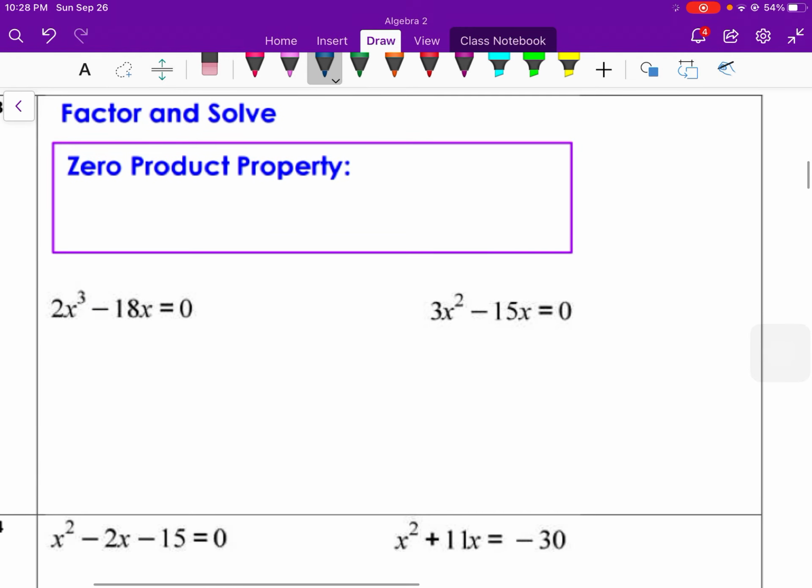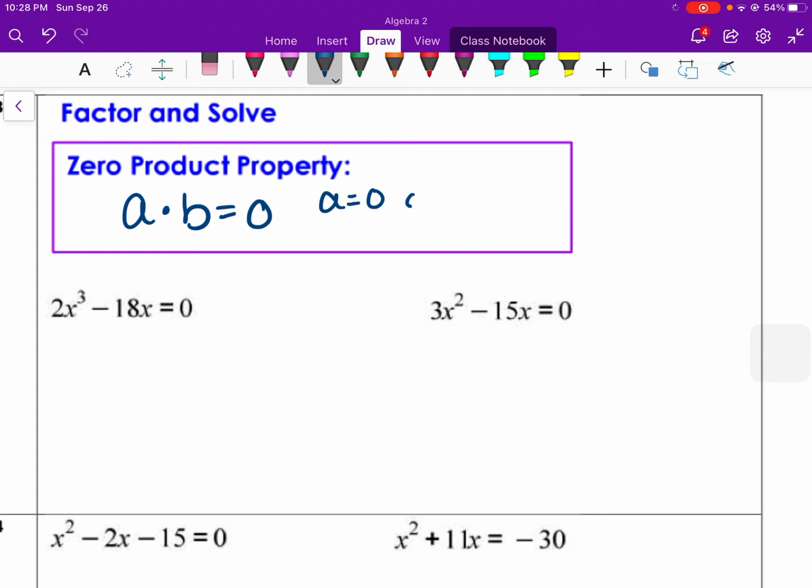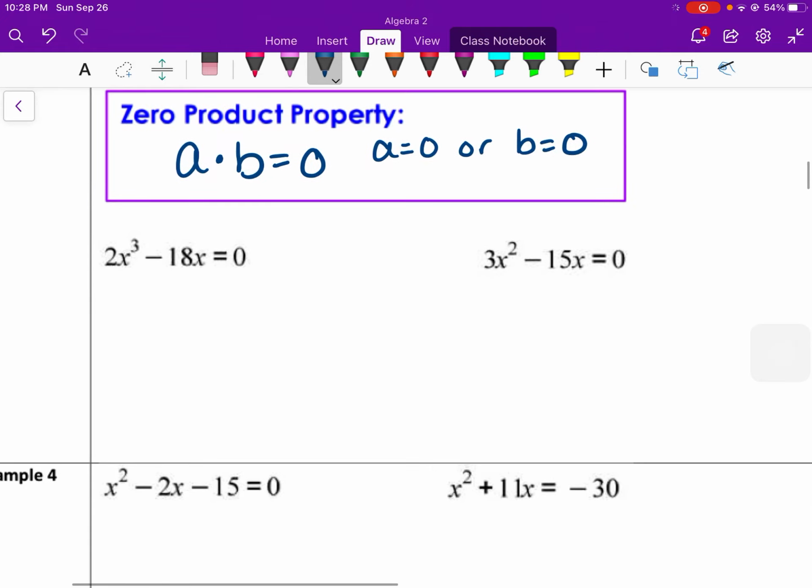All right. So the zero product property is going to come into this. The zero product property says that anything times 0 is 0. Basically, if you have a times b equals 0, then either a equals 0 or b equals 0. Okay? That's what the zero product property tells me. So step 1, we have an equation now. So it's different than an expression because we have an equal sign. Step 1 is to factor.